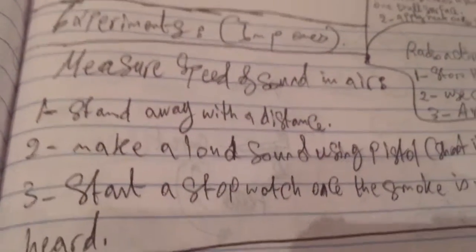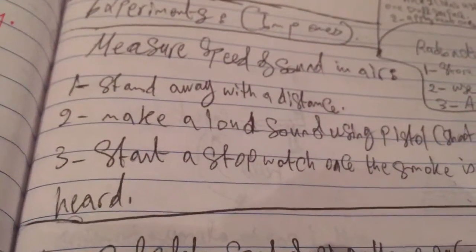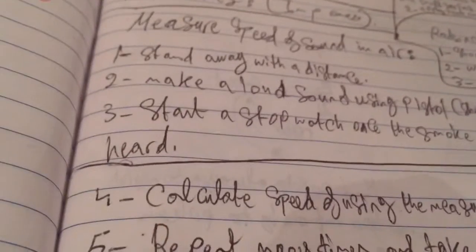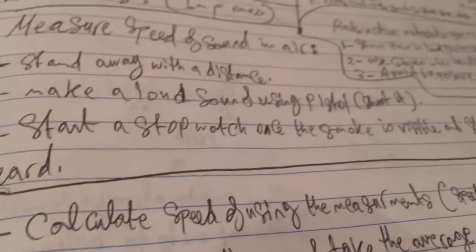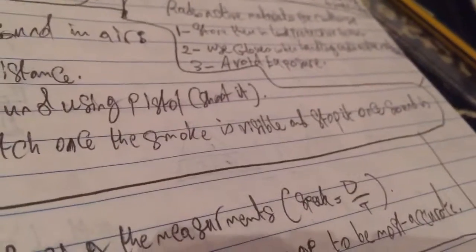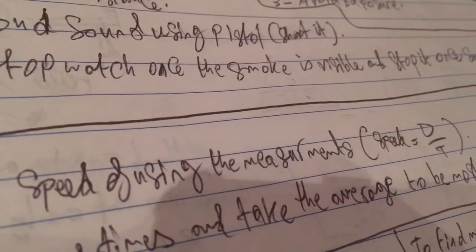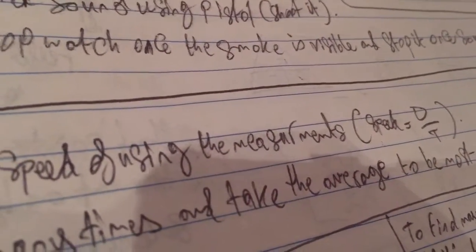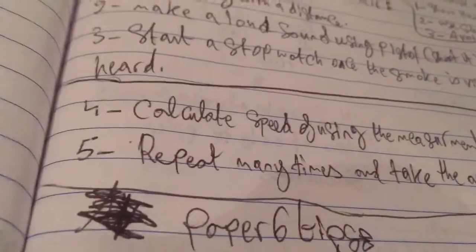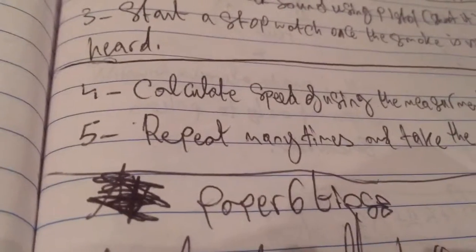Experiment to measure the speed of sound in air: stand away at a distance, make a loud sound using the pistol, shoot it, start a stopwatch once the smoke is visible, and stop it once the sound is heard. Then calculate the speed of sound using the measurements. Speed equals distance over time, and then repeat many times and take the average to be most accurate.